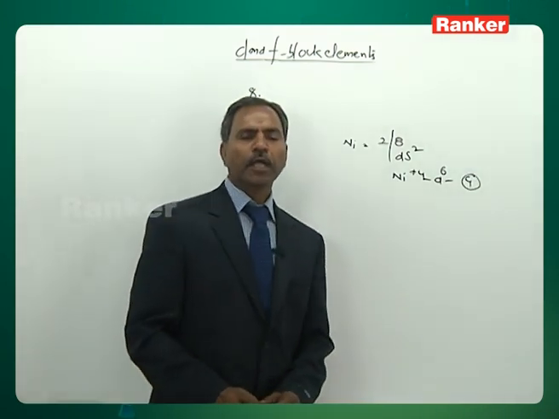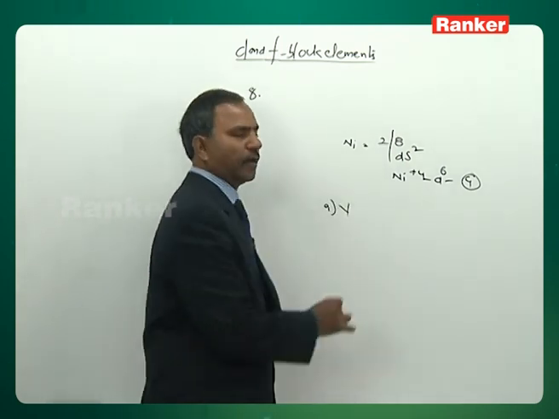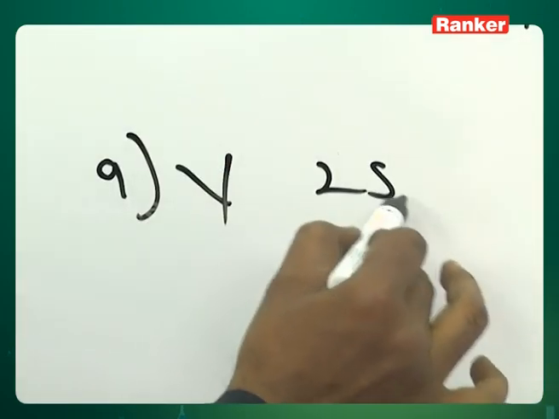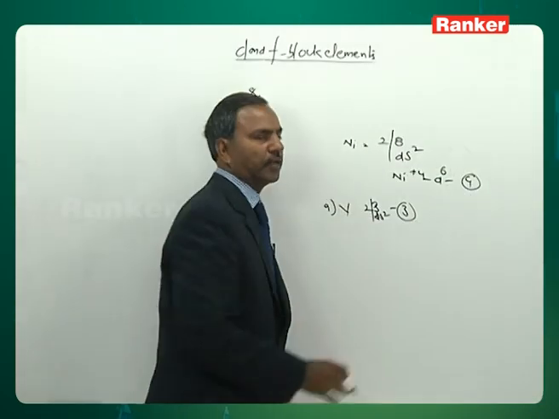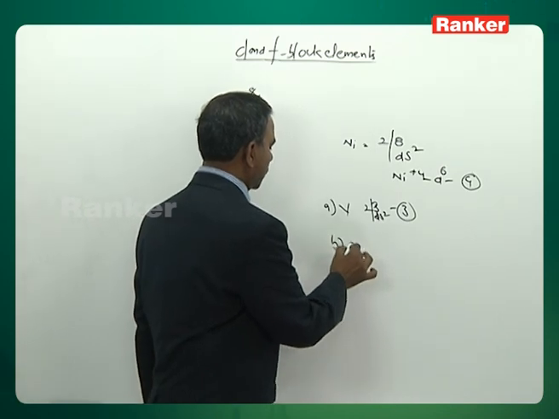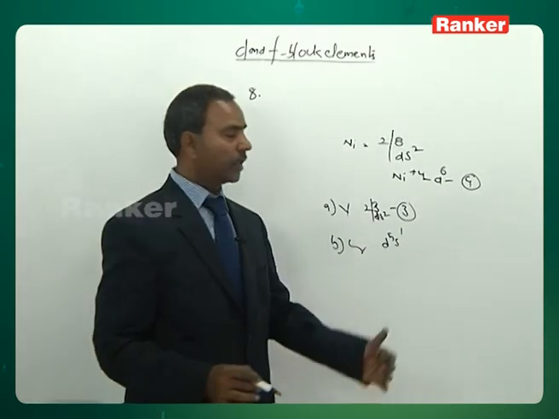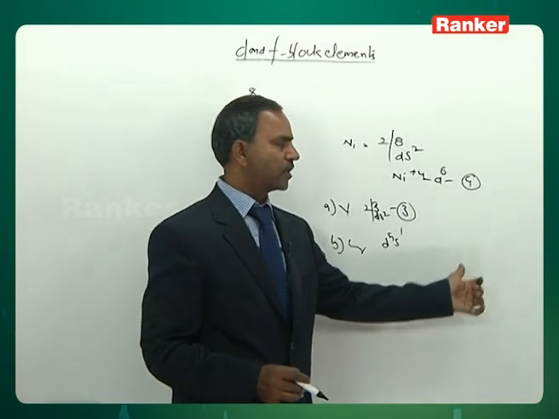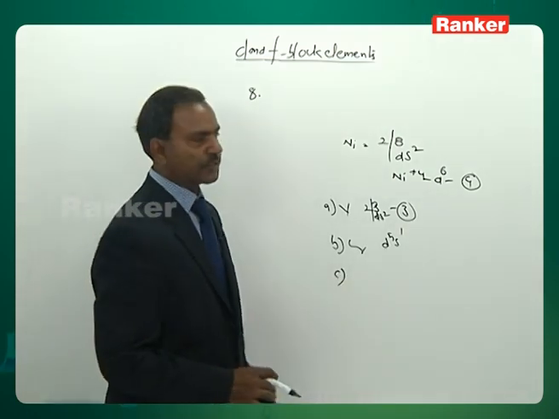Coming to option A, vanadium. Vanadium is 23, so d3s2, 3 unpaired electrons. No, it is not our answer. Coming to option B, chromium. Well known to you, chromium's electronic configuration is d5s1. How many unpaired electrons? 5 plus 1, 6. No, it is not our answer. 6 electrons are there.